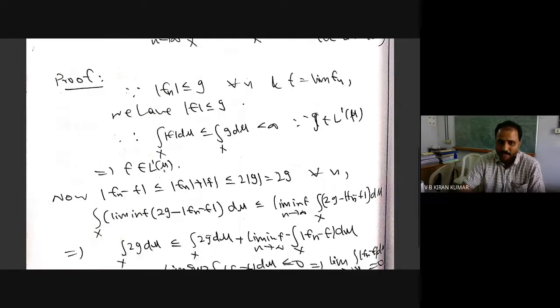That is trivial. Now mod f_n minus f, apply the triangle inequality: that is less than or equal to mod f_n plus mod f. But mod f_n is bounded by g and mod f is bounded by g. So it is bounded by 2g.